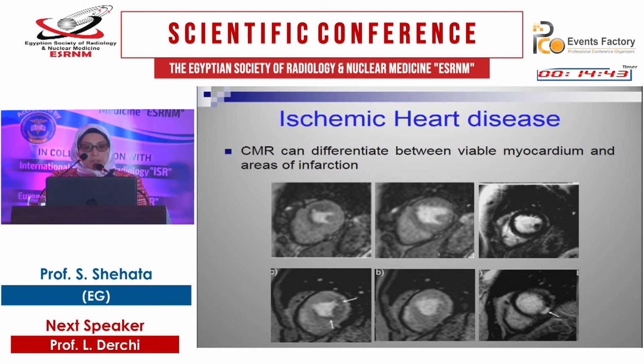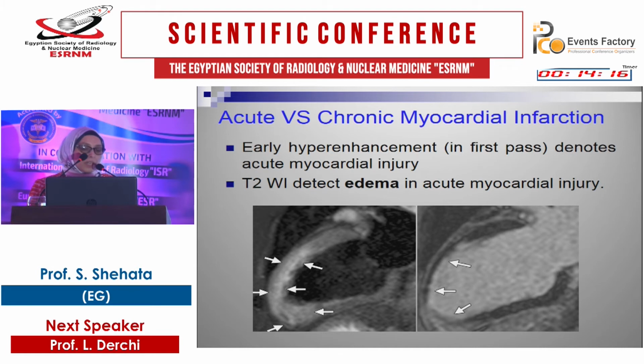In stress testing using dobutamine or adenosine stress, with the first stress image, the ischemic area appears as a hypoenhanced area that doesn't appear at the rest image and doesn't have late gadolinium enhancement, in contrast to this segment of myocardial infarction that appears hypointense during stress and during rest, as well as showing late gadolinium enhancement. It also allows differentiation between the acute and the chronic myocardial infarction, where the acute infarction shows edema on T2 sequences and late gadolinium enhancement.